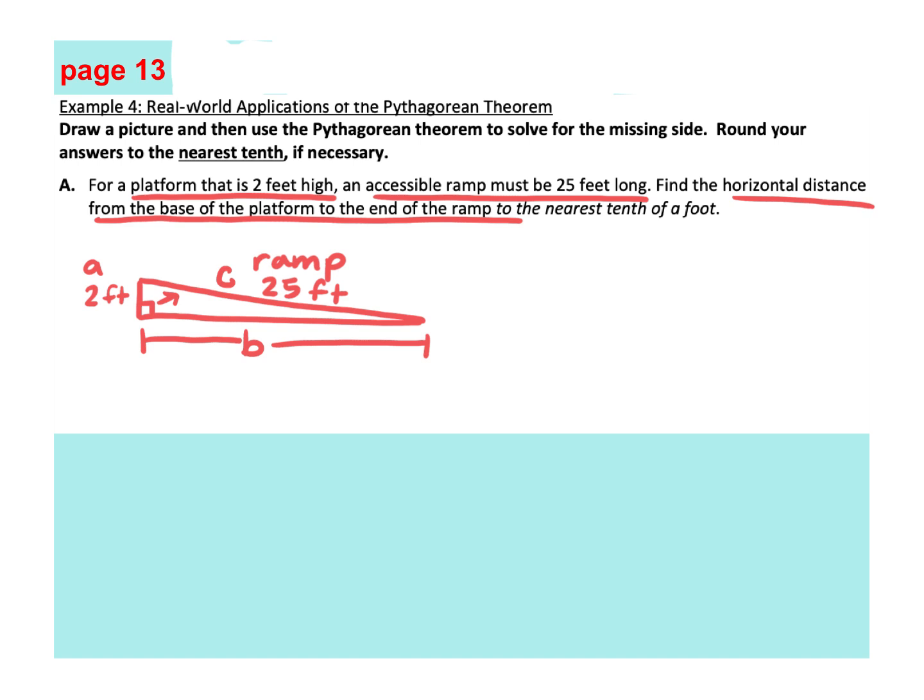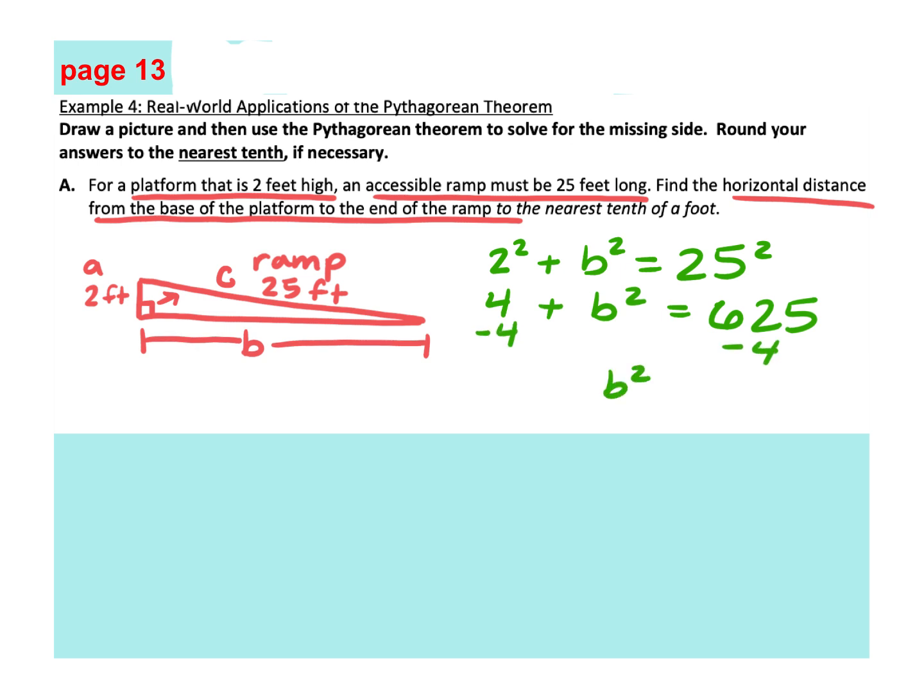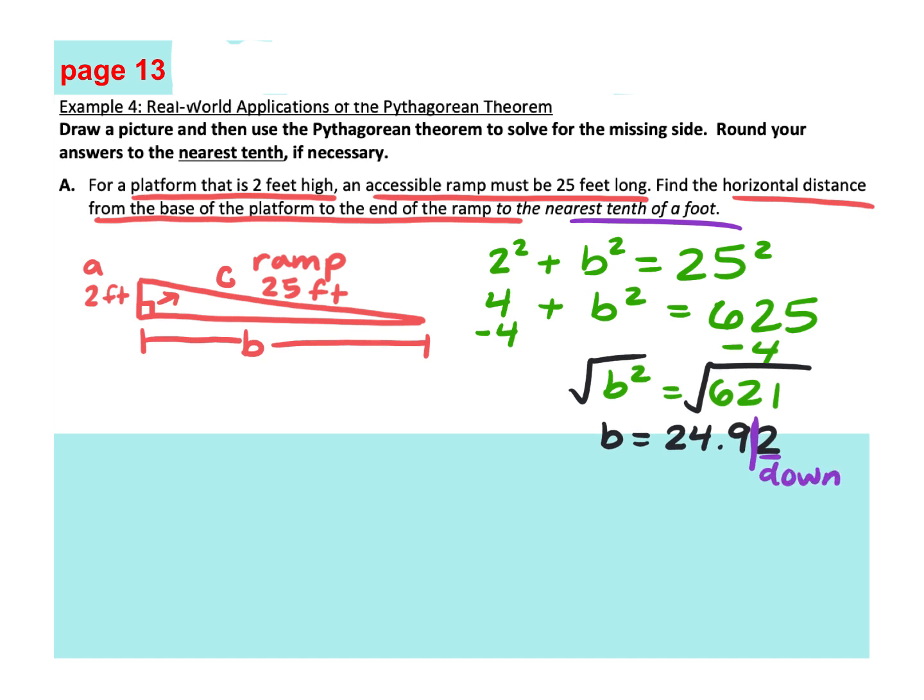So now we can actually just set up a Pythagorean theorem question. A squared, so 2 squared, plus B squared equals 25 squared. And we do the same thing we did on all the other questions. Do the squaring on your calculator. Get B squared alone now by subtracting 4 on each side. And then we'll go ahead and take a square root of that. And when we type the square root of 621 into our calculator, it ends up being 24.92. We're going to round this time to the nearest tenth of a foot, which is 1 decimal position. So if I look at what's in the second decimal position, it's a 2. 2 rounds down, so I'm going to keep it at 24.9. So the horizontal distance from the end of the ramp to the base of the platform is 24.9 feet.